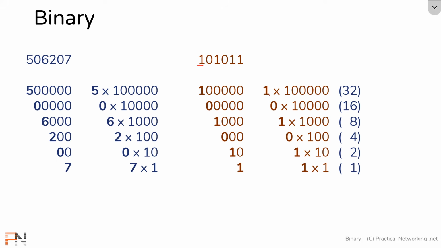Since there is a 1 here, we are going to add 32. Since there is a 0 here, we're not going to add 16. Since there's a 1 here, we are going to add 8. 0 here, we're not going to add 4. A 1 here, so we are going to add 2. And a 1 here, so we are going to add 1. If we add 32 plus 8 plus 0 plus 2 plus 1, we end up with a value of 43, which means this binary number equates to 43. We have just done our first binary conversion.